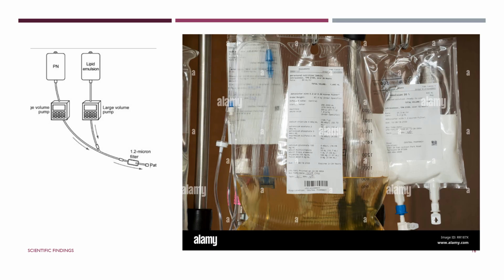So here's an example of the tubing setup. We'll have our parenteral nutrition and then our lipid emulsion. Our lipid emulsion is going to have all of our fats and lipids. This will have all of our electrolytes and our vitamins. They go through separate pumps, and then they'll connect over the filter. They need this filter especially for the lipids. We have to filter out our lipids.